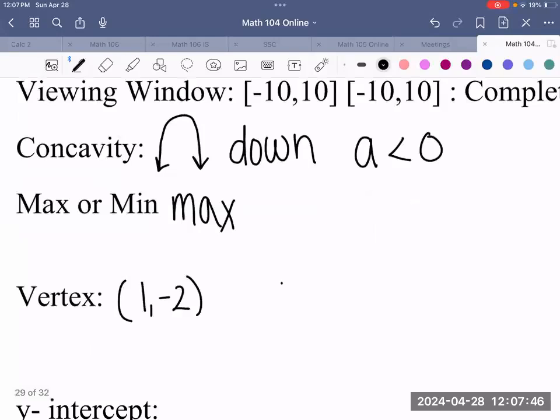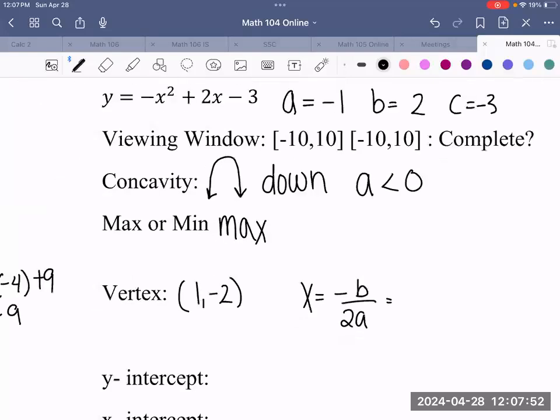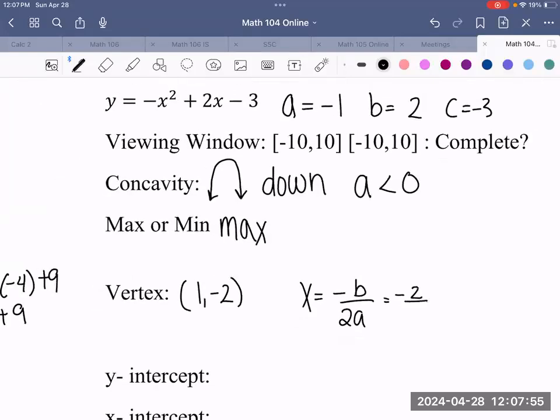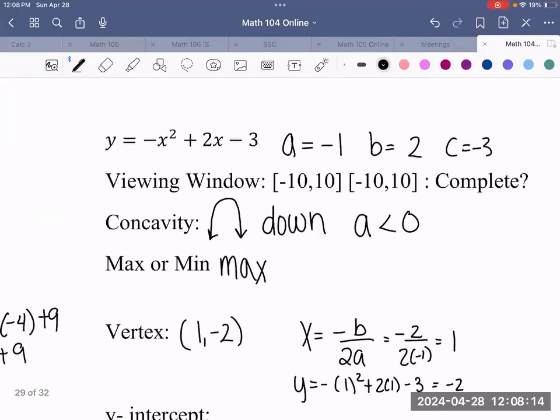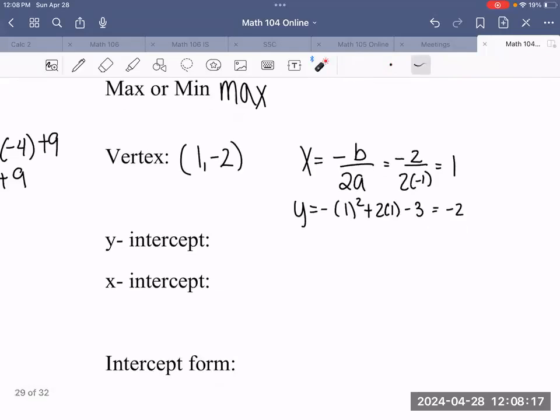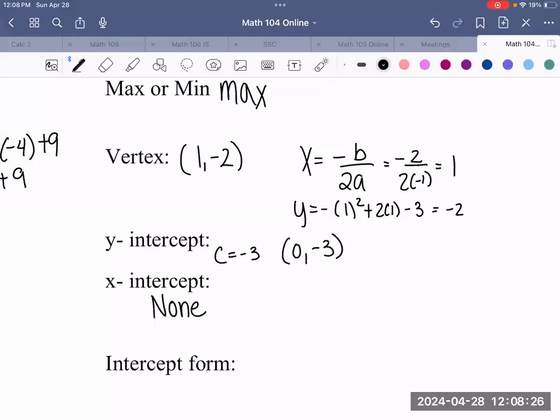So if we tried it with your equation, -b over 2a, we could also say this is -2 over 2 times -1, which is your +1, which we can go ahead and plug right back into your equation, which will spit out a -2. Now you have your y-intercept, which is coming directly from C. And your x-intercept, we had none.